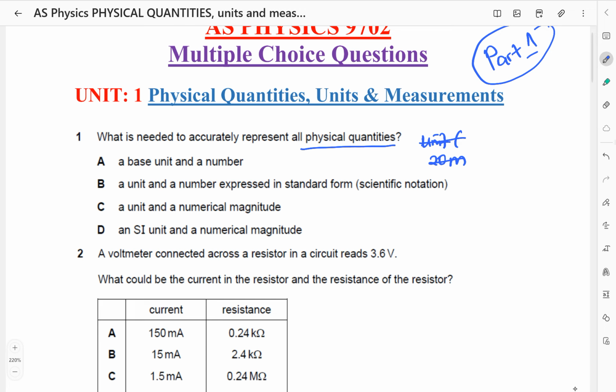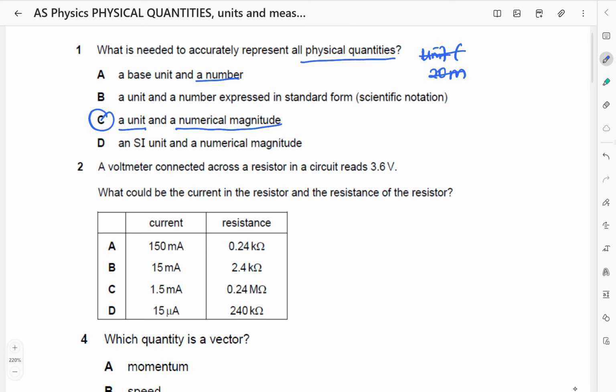So let's see the alternatives here: a base unit and a number. Of course, a number will be a magnitude and a base unit. So what is needed to actually represent physical quantities? A base unit and a number, a unit and a number expressed in standard form that does not change anything, a unit and a numerical magnitude. Of course, numerical is going to be a number, so a number is going to express magnitude. The best answer would be a unit and a numerical magnitude. So the best answer is going to be A.